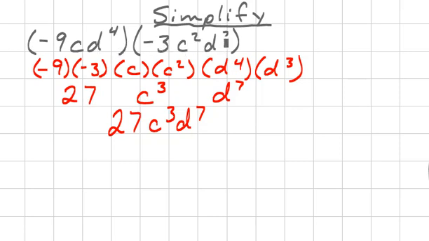d squared, you'll notice there's no additions or subtractions inside the brackets. So this is a single term times another single term. In cases like that, it's just a straight multiplication. So you multiply like terms together. Negative 9 and negative 3 get multiplied together to make 27.